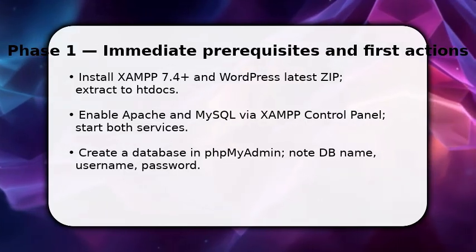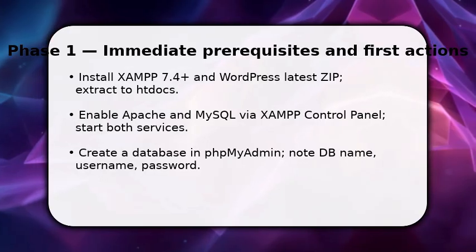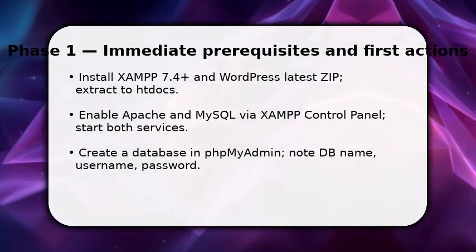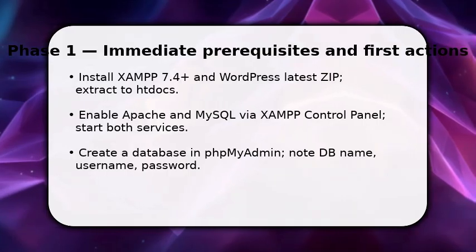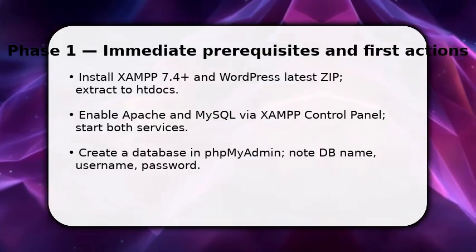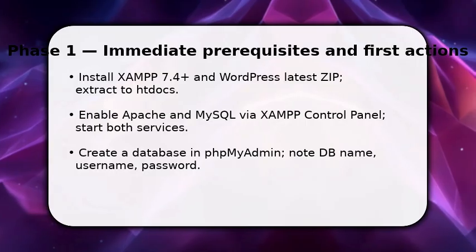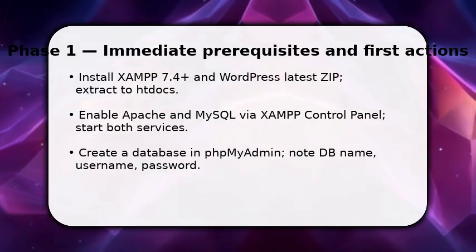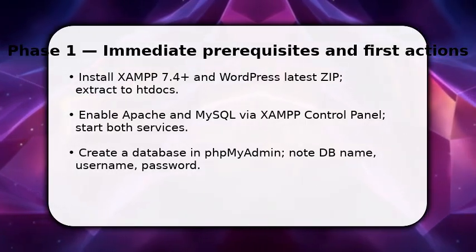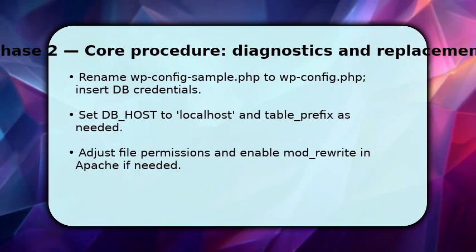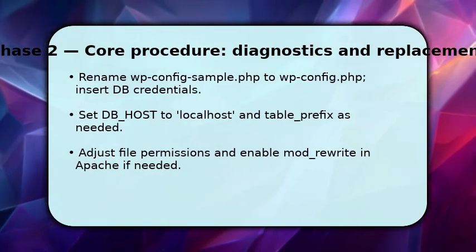Next, go to phpMyAdmin, create a database, and write down the name, username, and password. You'll need these when configuring WordPress. Once done, extract WordPress into a subfolder inside htdocs, and make sure the folder name is the site URL you plan to use locally. You now edit WordPress to talk to your local database.